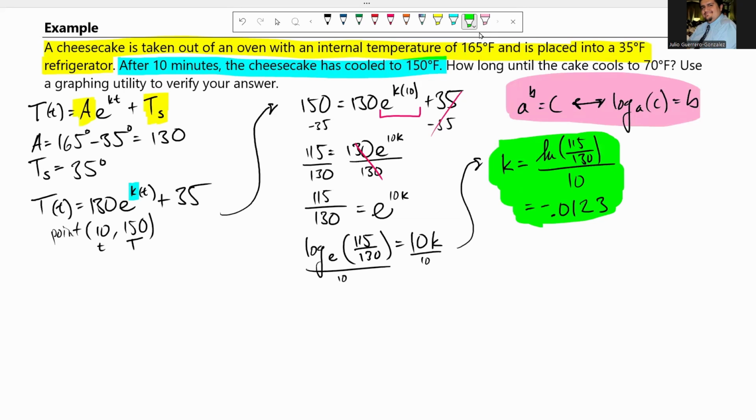We found our K. It makes sense, right? If you take a look at our scenario here, we took a cheesecake out of the oven and put it into a refrigerator. So that means my temperature should be dropping. Mathematically, that means my K should be negative. We're good. Okay. So then, model.